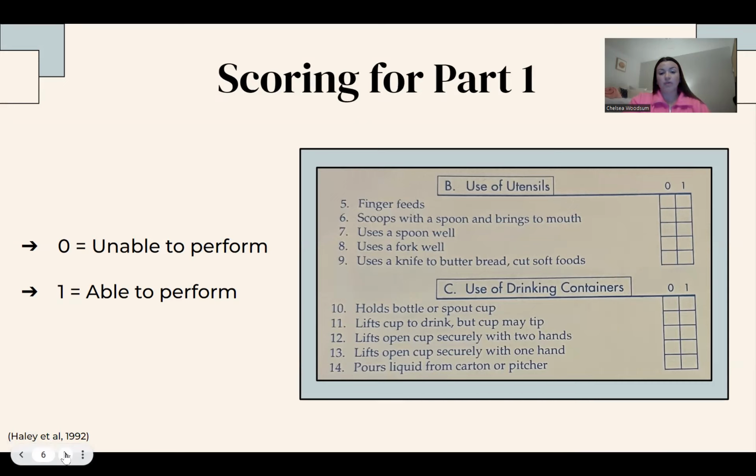And so the image to the right is directly pulled from the PEDI, and this is for use of utensils. So the parent would read this and say finger feeds, and they would check off if their child is capable of doing that or not capable of doing that.